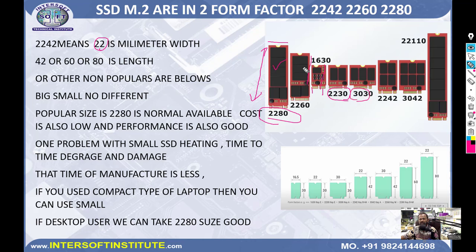Normally we are using this, but in some laptops you will find this type of small NVMe. Okay. 2060 and other non-popular brands are also there. Big or small, there is no difference, all functions are the same, but if it is big, it is good. A small one will have more heating and these problems will come. A small SSD's heating, time to time, causes degradation and damage. That time the manufacture is less. So nowadays we normally use this in desktops, and in a laptop we can use a small one.